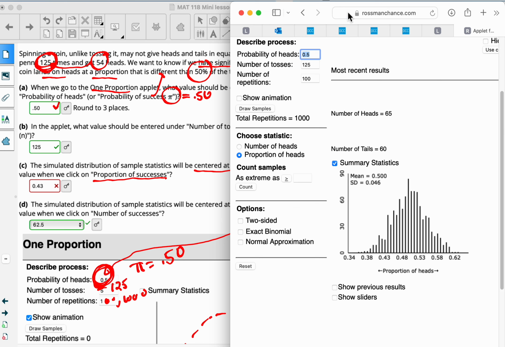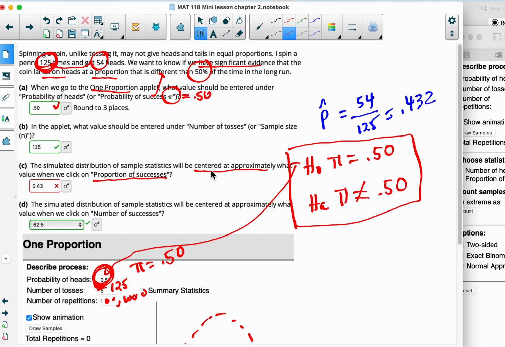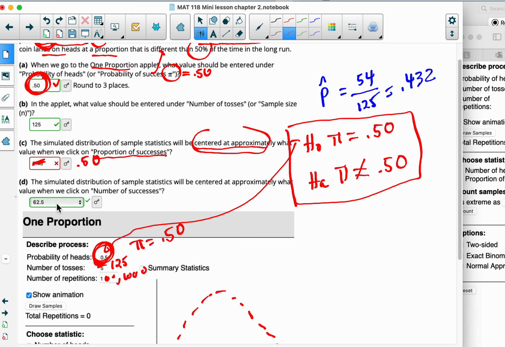So when I'm looking at the distribution of sample statistics, it is always going to approach being centered at whatever I entered up here. So it's always going to approach 0.5. And then this is correct.